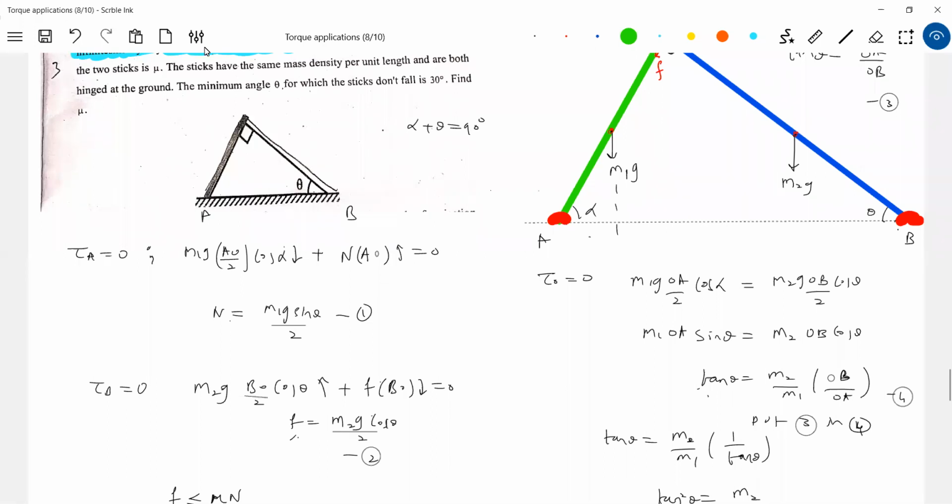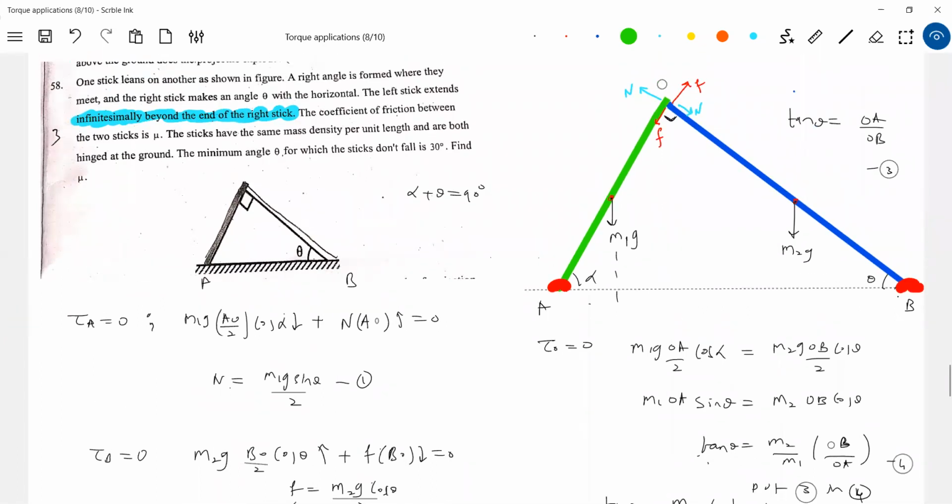Sir, what do we mean by infinitesimally beyond that statement, sir? English medium or Telugu medium? English medium, infinitesimally, I think by this time you know calculus, you know mathematics. Just it is extended here. This length is very small. Elemental length, what will happen, will be there in contact. This one is infinitesimal. You should not take this particular segment length as something like L by 4, L by 3. That's the meaning of infinitesimally beyond the end of right stick.